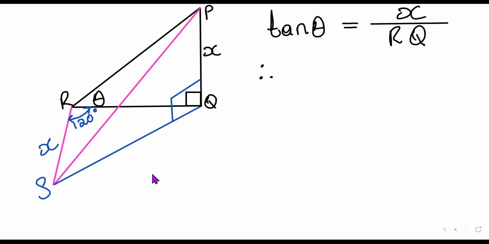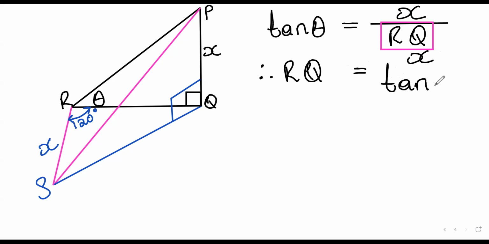The RQ, we can see it's the denominator. And if you want to make the denominator become the subject, you just take it and make it the subject. And you take what was already the subject and you make it the denominator. That's just how it works. And this is the length of RQ. We have now expressed RQ in terms of x and theta.